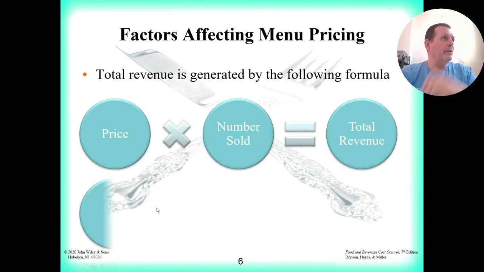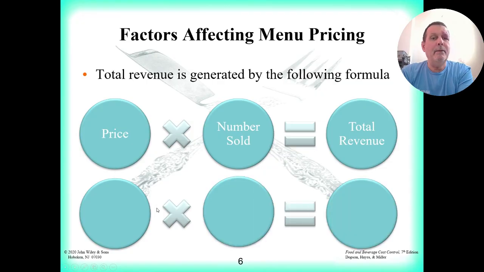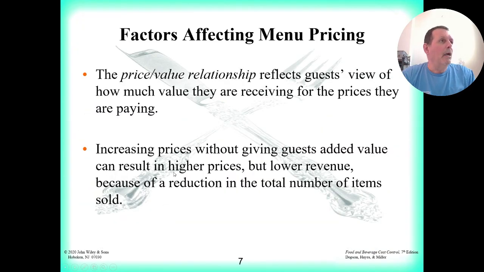Okay, so factors affecting menu pricing. Of course, we're going to look at our total revenue. Price times number sold equals total revenue. This is math we've talked about before. So basically, you have $5.20 and you sell 127 of them. Your total revenue off of that is $660.40. Okay. Factors affecting menu pricing: the price-value relationship is a view of how much value customers are receiving for the price they're paying.